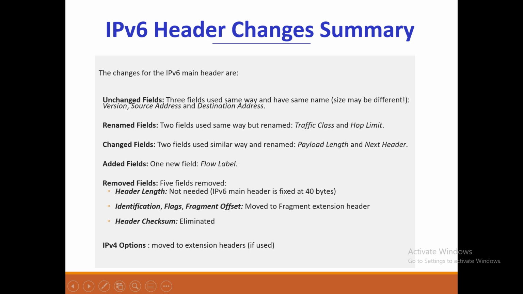The unchanged fields, used the same way: version, source address, and destination address. Renamed a couple that are used the same way: traffic class and hop limit, and two that are similar: payload length and next header. Flow label never existed in IPv4, and that was added. Now, header length is no longer there because the main header is fixed. And I'll come back to the IP ID, flags and fragment offset. But you'll notice the IP checksum is eliminated.